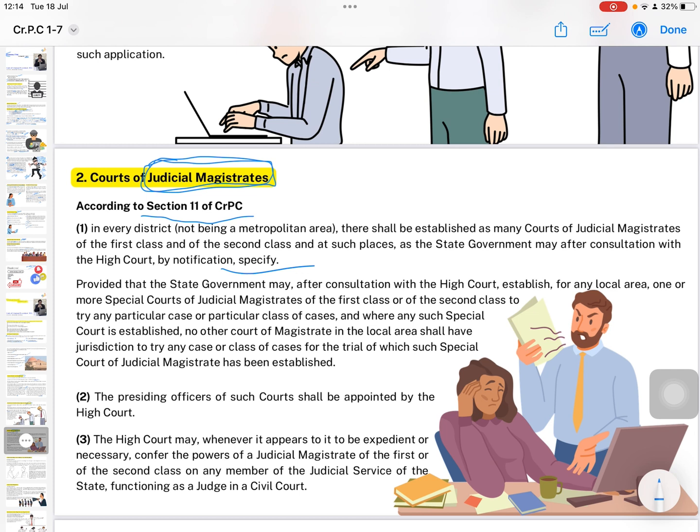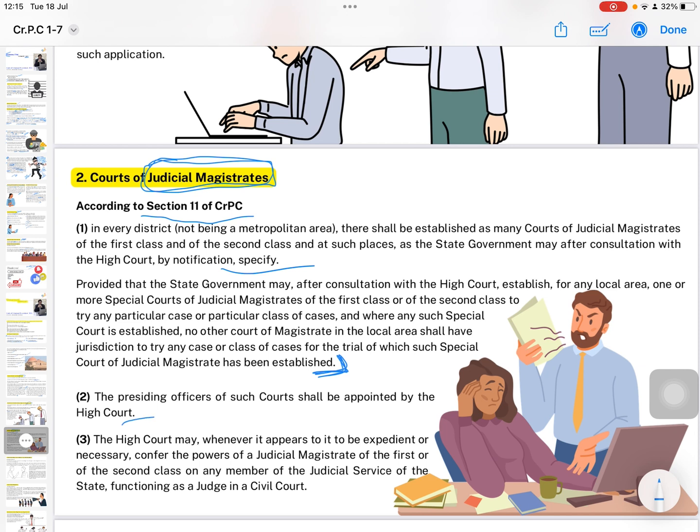provided that the state government may, after consultation with the High Court, establish for any local area one or more special court of judicial magistrate of the first class or of the second class to try any particular case or particular classes of case, and where any such special court is established, no other court of magistrate in the local area shall have jurisdiction to try any case or class of cases for the trial of which such special court of judicial magistrate has been established. The presiding official of such court shall be appointed by the High Court.